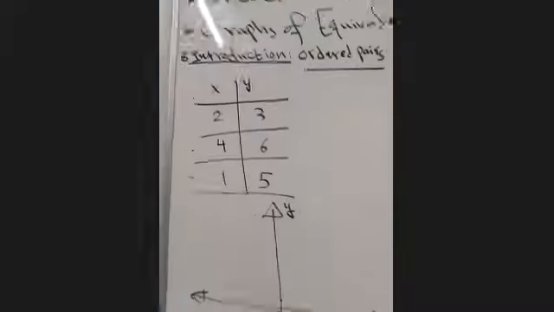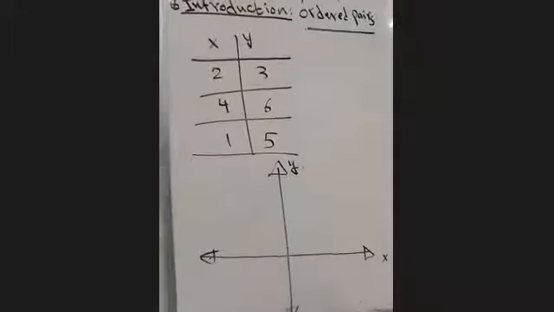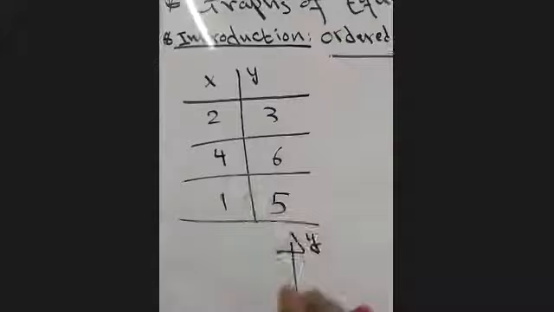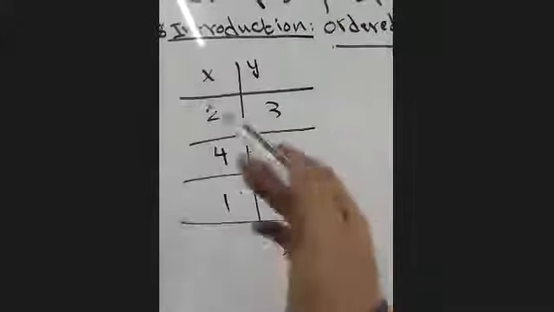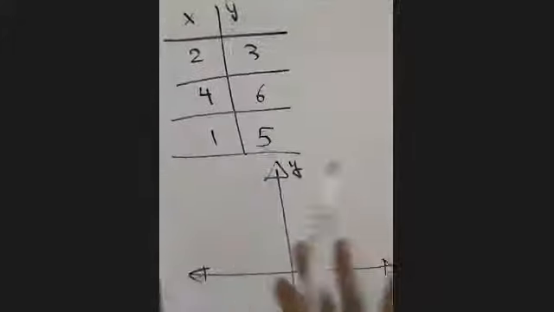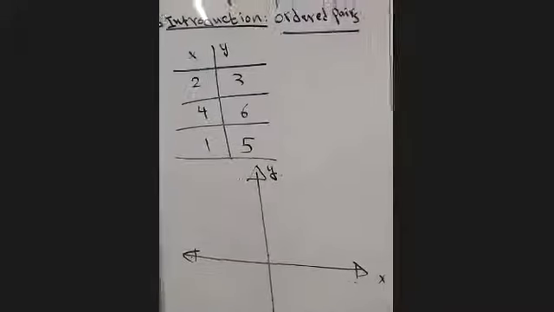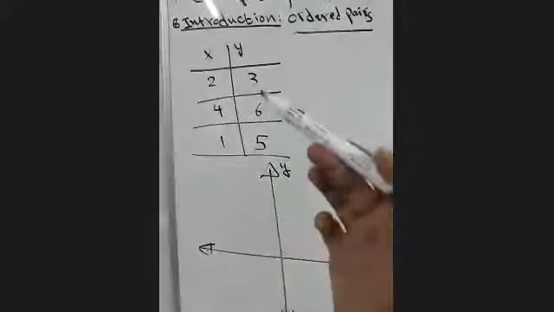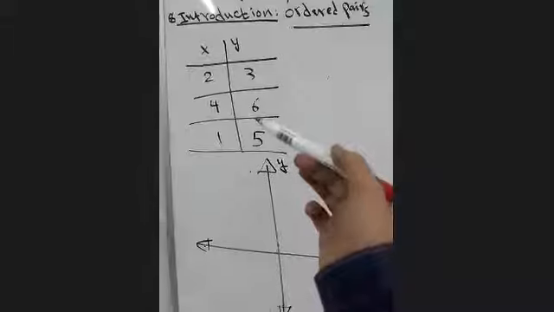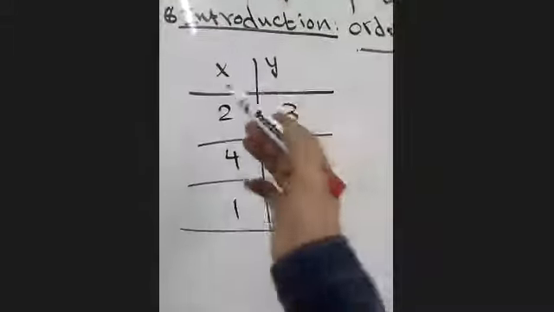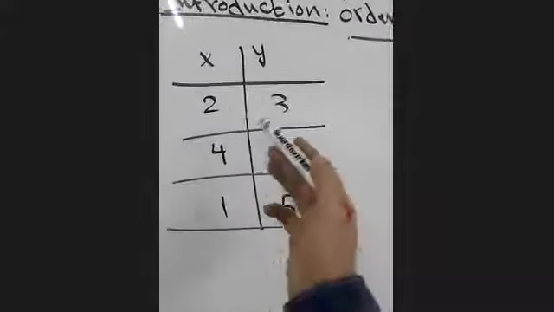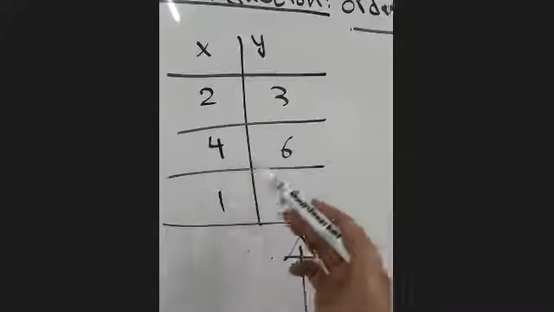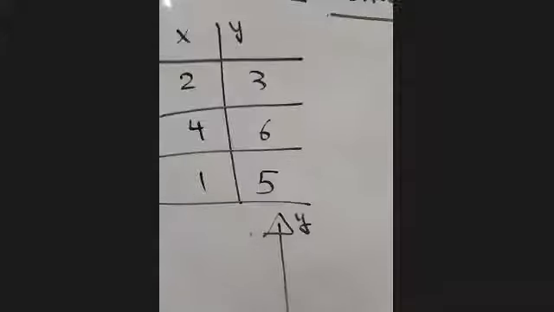Okay. Now, here, guys, we have this table. This table has values for X and Y. This is an introduction for the lesson. We are not starting the lesson yet. I just want you to understand the table of values and the coordinate plane. Now here we have X and Y. 2 has a relation with 3, 4 is related to 6, and 1 is connected to 5.